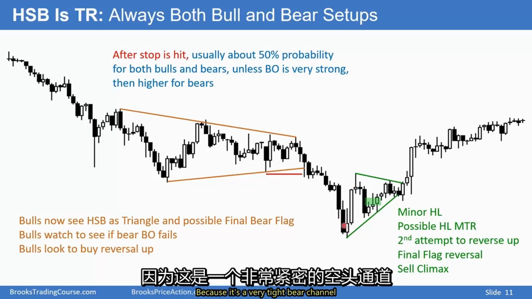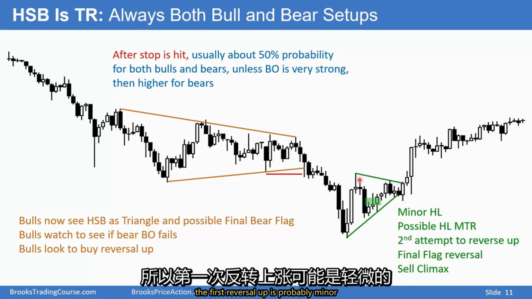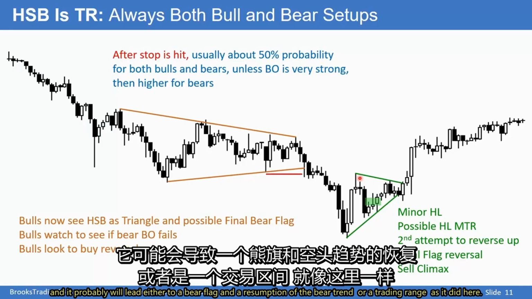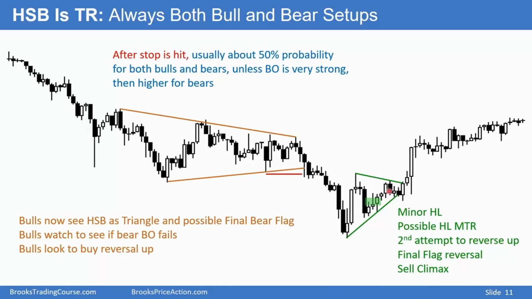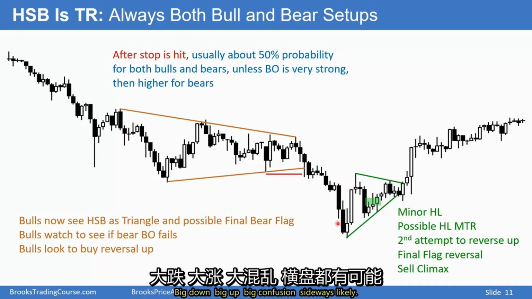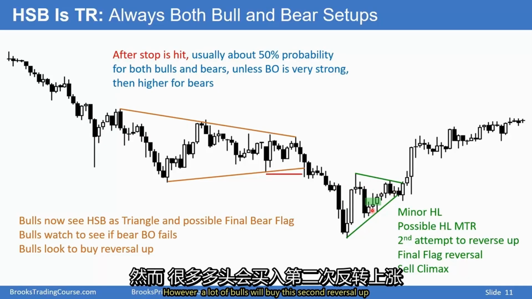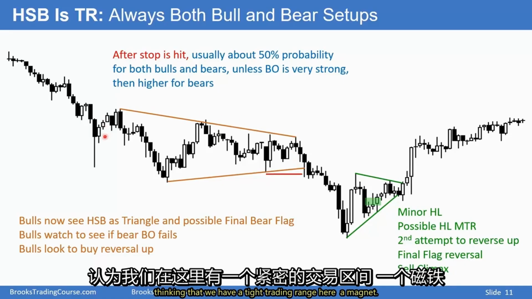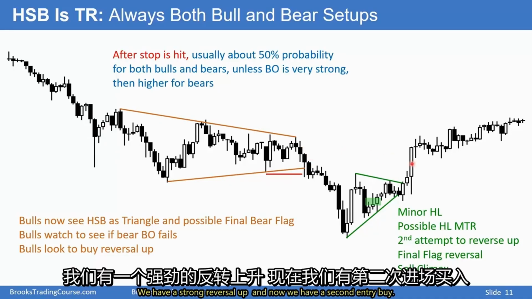Because it's a very tight bear channel, the first reversal up is probably minor, and it probably will lead either to a bear flag and a resumption of the bear trend, or a trading range, as it did here. Big down, big up, big confusion, sideways likely. However, a lot of bulls will buy this second reversal up thinking that we have a tight trading range here, a magnet. We have a strong reversal up, and now we have a second entry buy.